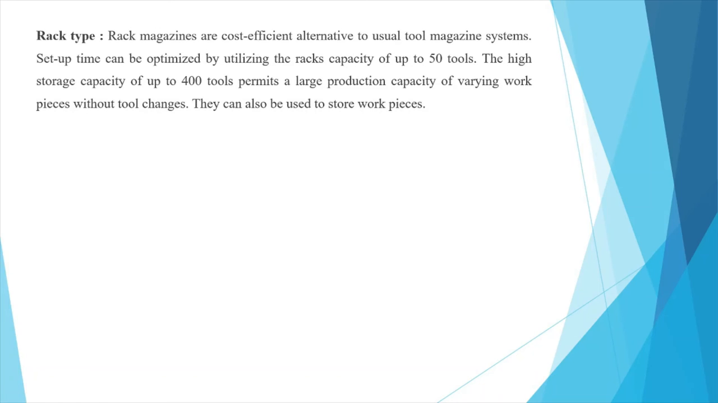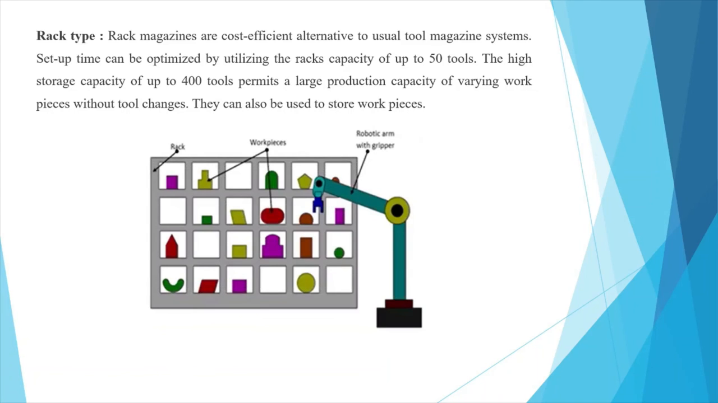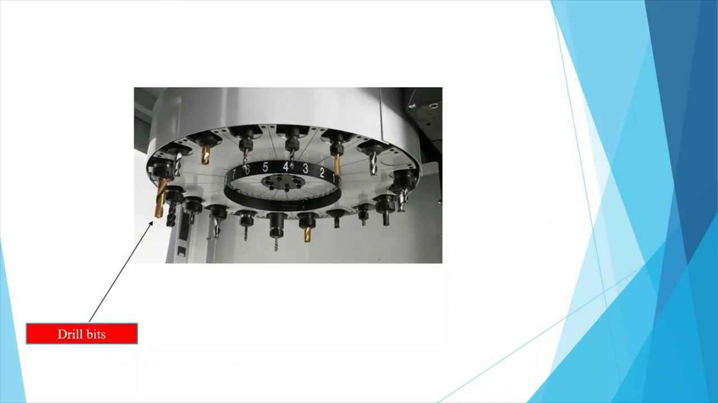Then the rack type of tool magazine. Rack magazines are a cost efficient alternative to the usual tool magazine system. Setup time can be optimized by utilizing the rack's capacity of up to 50 tools. The high storage capacity up to 400 tools permits a large production capacity of varying work pieces without tool changes. They can also be used to store work pieces. So, rack type of tool magazine is particularly for storing workpieces and also tools. Another figure shows the tool magazine. So these are drill bits.